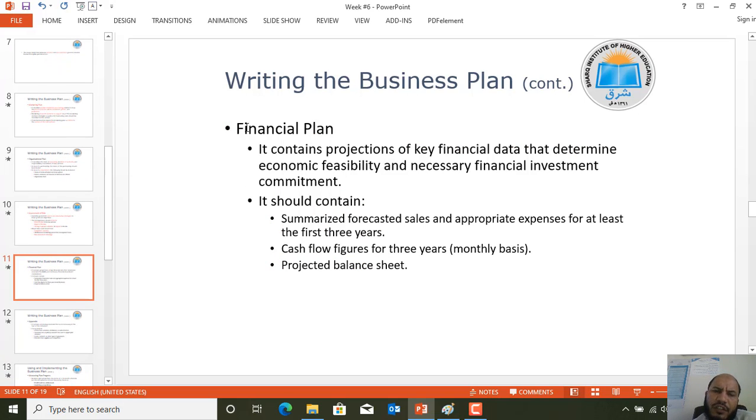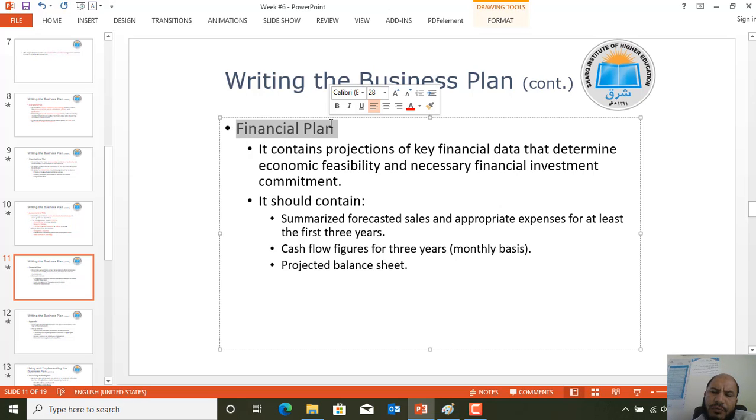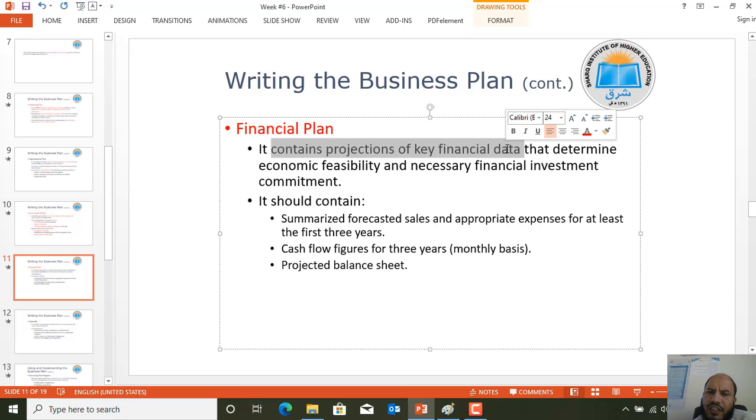Along with the marketing plan, organizational plan and operational plans, dear students, we should develop the financial plan too. The financial plan is the key for the business organization, and it is the backbone for the business concern. All organizations need finance. So that's why we may say that finance contains projection of key financial data.